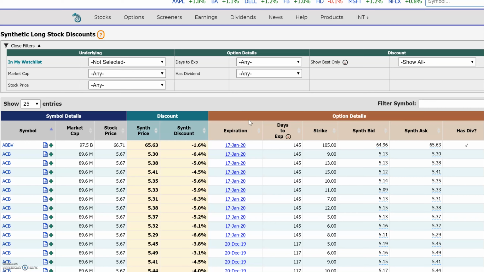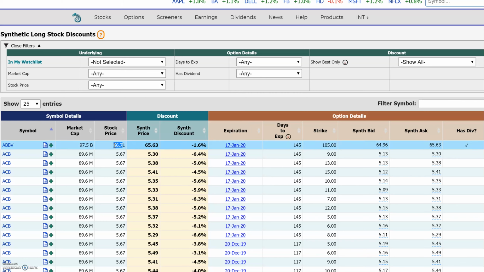And in this scan over here, what we're looking for is discounts if you create a synthetic long to the spot price. So over here, here's the stock price, here's the synthetic long, and this would be the discount from the spot price. Now, there are a few reasons that this can exist.